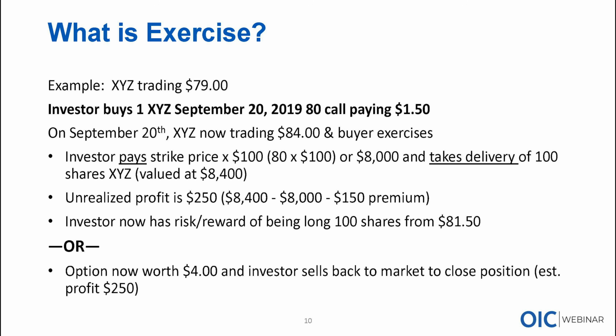So they can exercise the call, or they can simply sell that option back to the market. If the stock is trading at 84, that $80 call is going to be worth $4. That's the intrinsic value of that option, and again, as I had mentioned, we'll explain that in detail in just a moment. So the intrinsic value of that option is $4. They can just sell it back to the market to close, collect $4 for the option that they paid $1.50 for up front. They get their $250 profit that way.